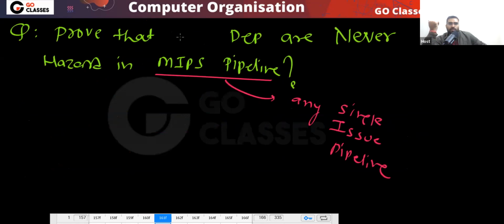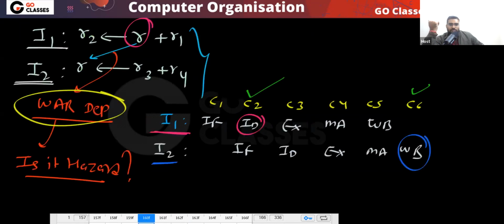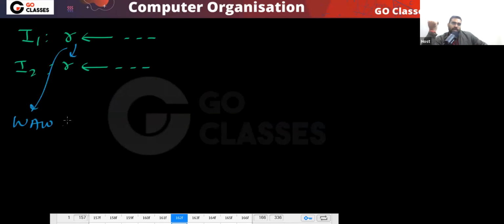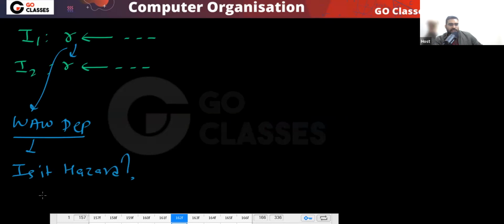Similarly, can you prove that WAW dependency can never be a problem? Let's take I1, in which you are writing something into R. Let's assume you are writing something into R. So look at this dependency. This is a WAW dependency, your output dependency. Is this a hazard?